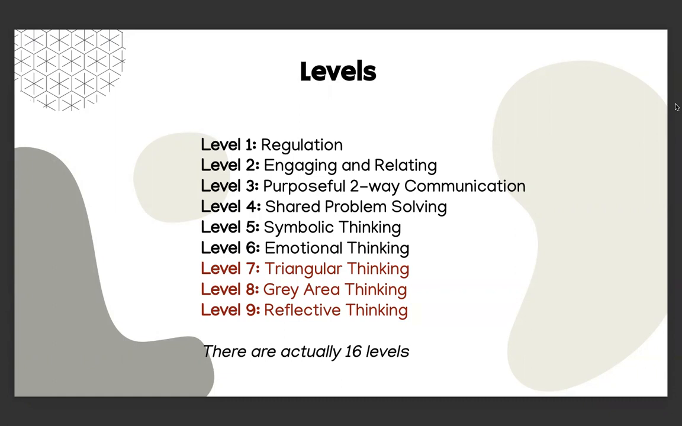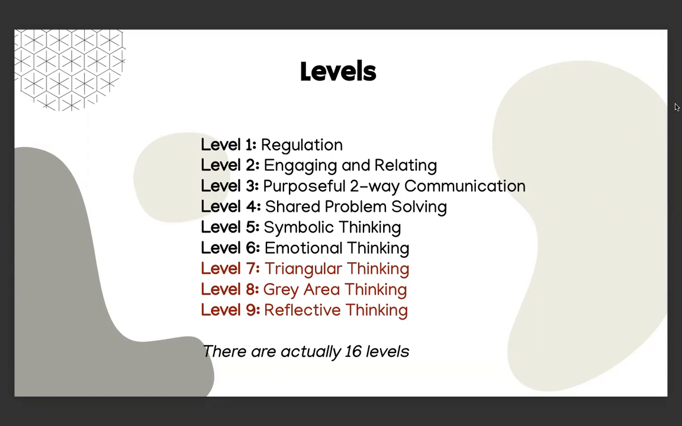Level 2, engaging and relating. This typically shows between 2 and 7 months old. Level 3, purposeful two-way communication and intentionality. And this typically develops around 3 to 10 months old. Level 4 is shared problem solving and complex communication. And this typically develops between 9 and 18 months old.